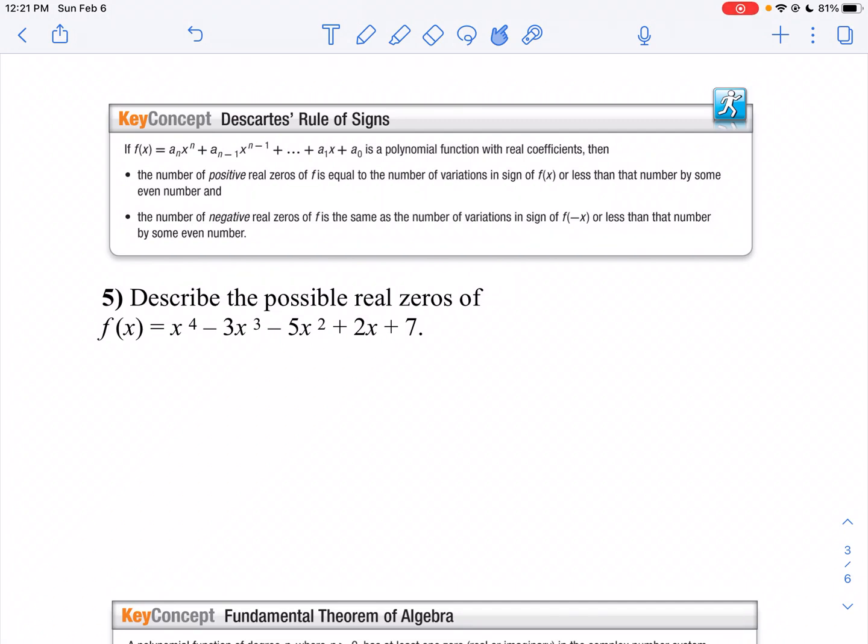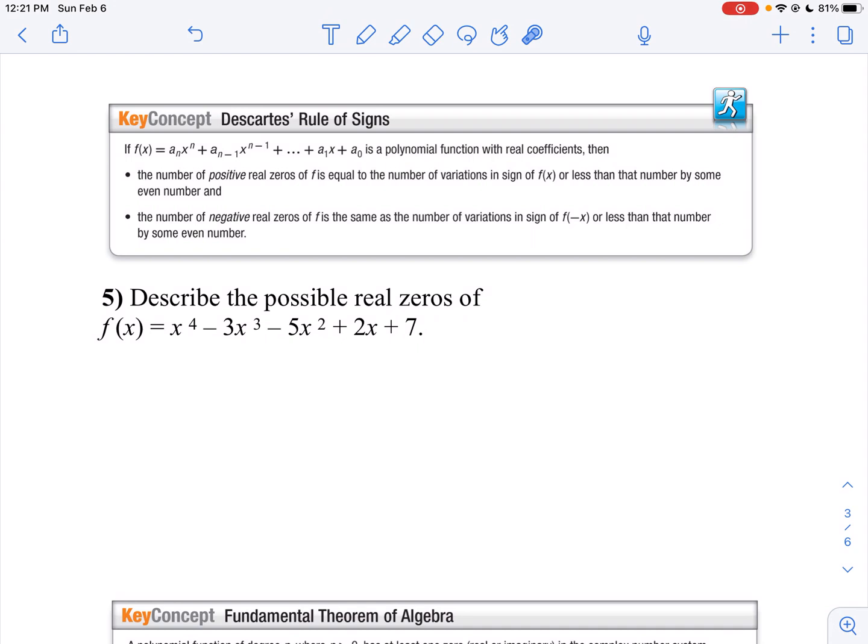To further focus in on our roots without using a graphing calculator, we can use Descartes' rule of signs. And Descartes' rule of signs limits us as to how many positive roots and how many negative roots a polynomial will have. For the number of positive roots, I count the number of sign changes. So every time it changes a sign, that's a sign change. But it could be less than that by an even number.